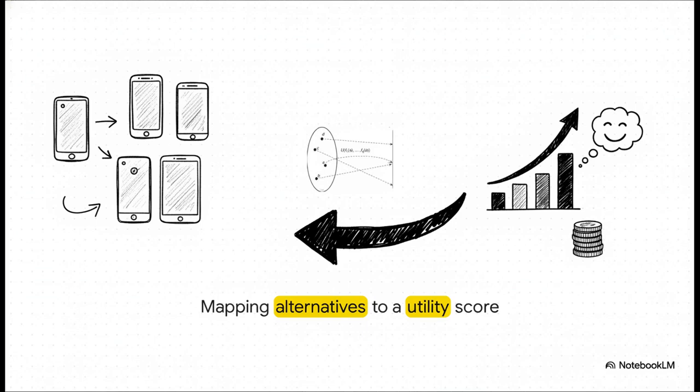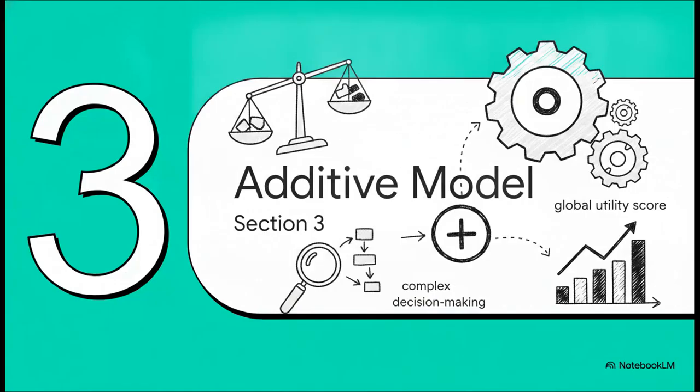The MAUT model takes each of these distinct alternatives and maps them to a global utility score. Now, this score isn't just some random number pulled out of thin air. It is a specific, mathematically derived measurement of the desirability of that object. It calculates exactly how much well-being that alternative provides to the decision maker when you factor in all of their criteria.